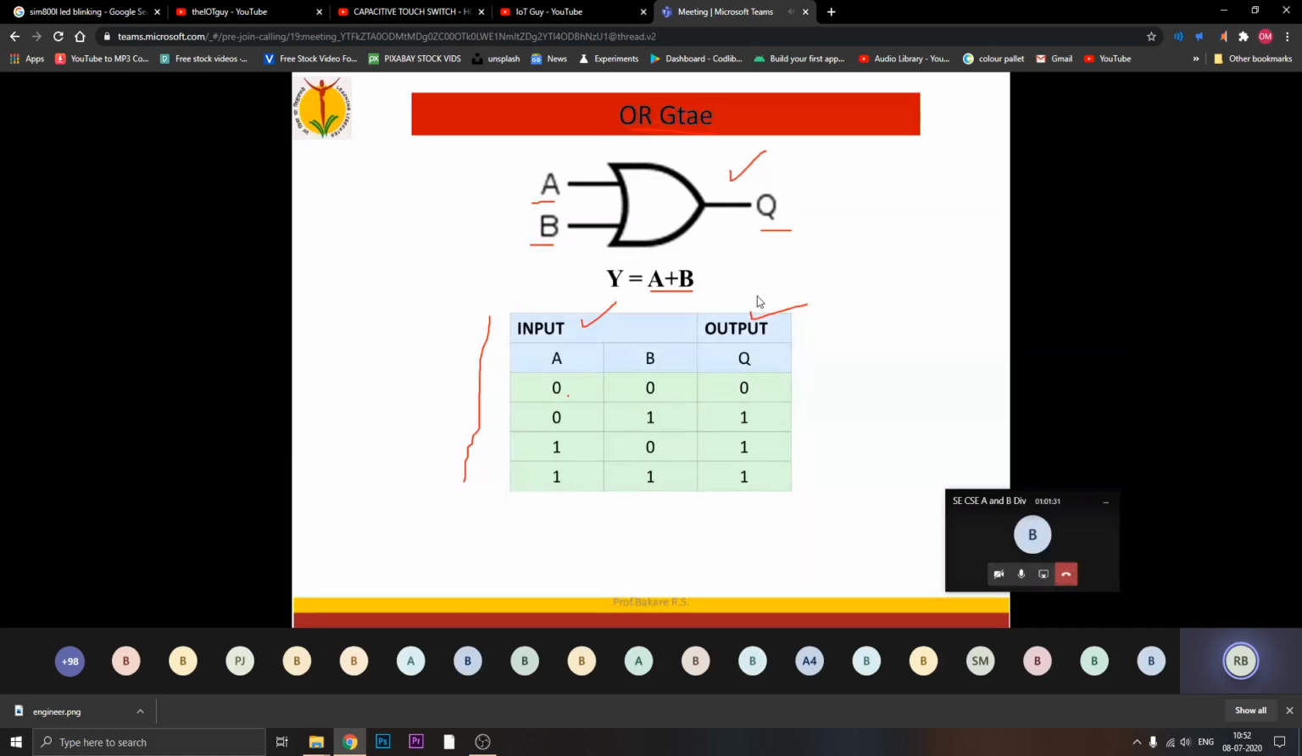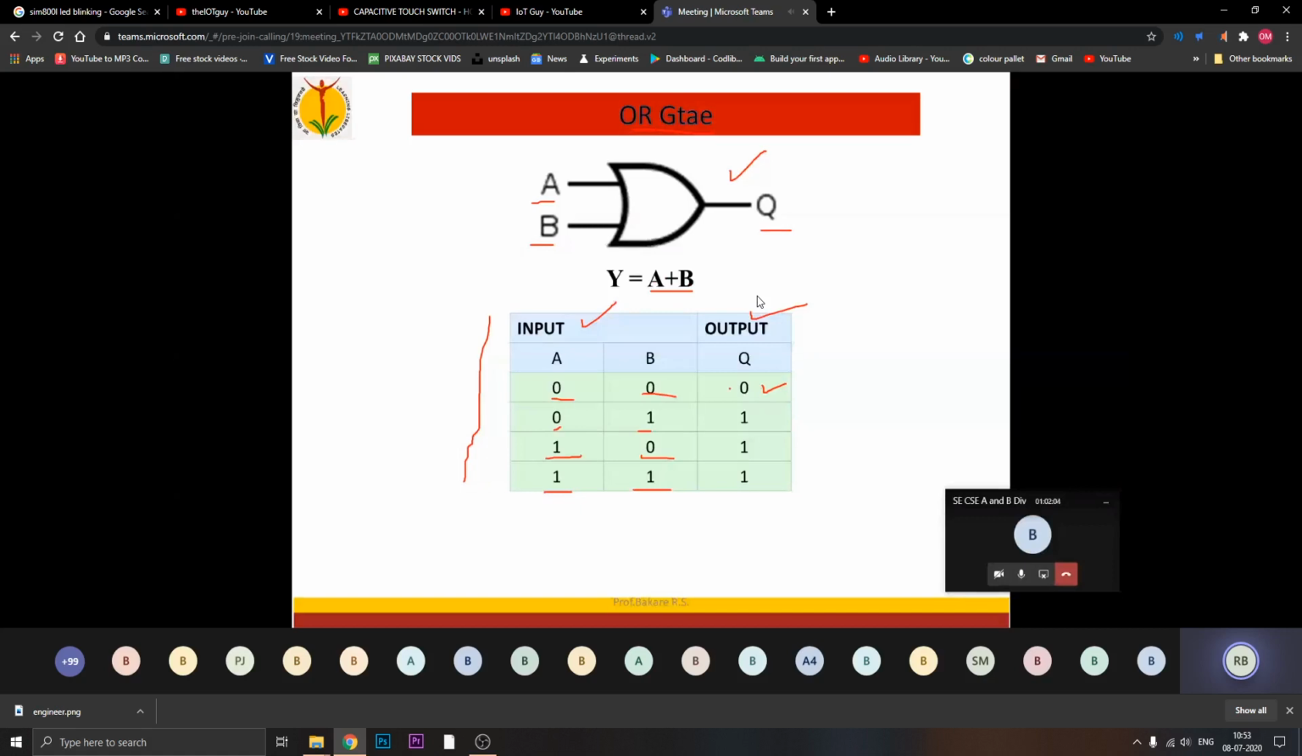Which are they? Might be both are 0 0, this is the first condition. Might be both are 1 1, this is the last condition. Might be one is 0 and one is 1, and vice versa. This one is 1 and this one is 0. This is the combination, right? So if you look at the conditions one by one, when both inputs are 0 0, I get the output 0. That is 0 OR with 0, I get 0.